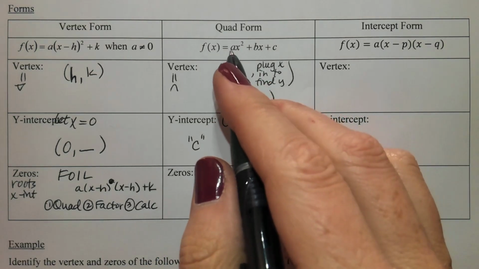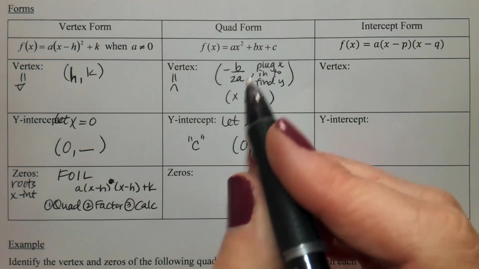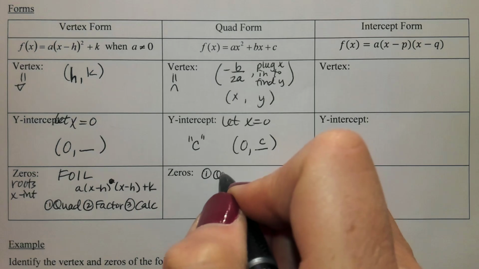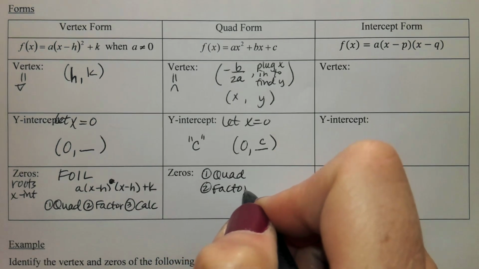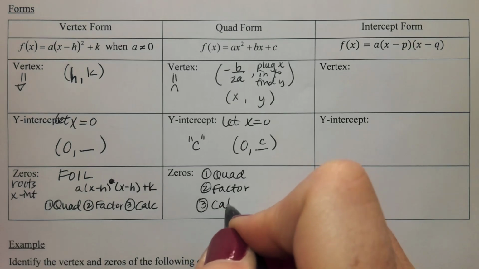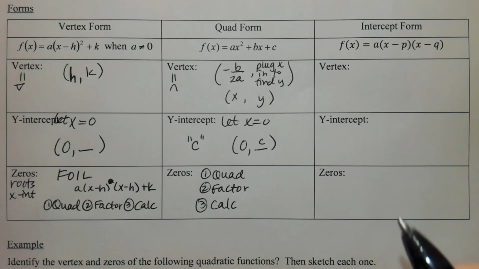Zeros, what's nice is this one's already FOILed out, so we don't have that work to do. So we've got the same 3 options. We can do the quadratic formula. We can factor this if you are a strong factorer, or we can use our calculator to help us figure it out. Last one, intercept form.